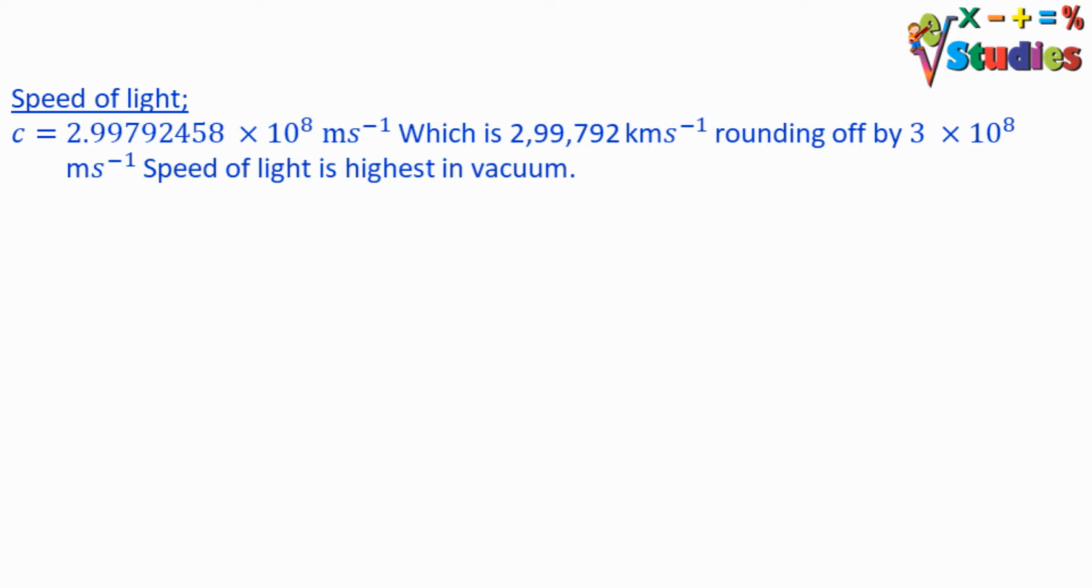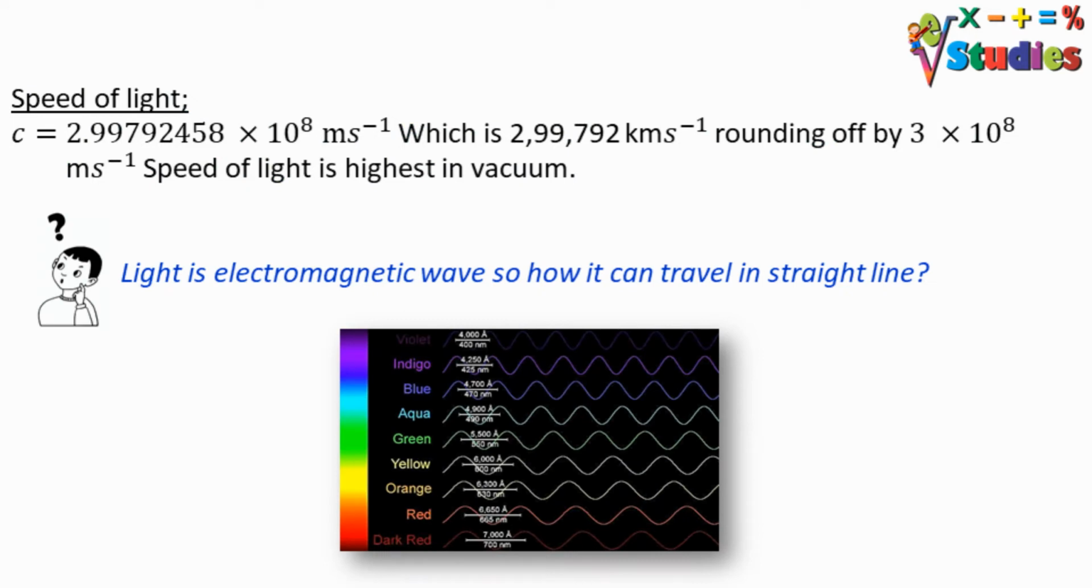And guys, remember, the electromagnetic waves are not mechanical waves. I mean, the light waves are not mechanical waves, and therefore they can travel in vacuum, whereas mechanical waves need a medium to travel. You guys would wonder that if light is an electromagnetic wave, then how come it can travel in a straight line? I think that question makes sense as well.